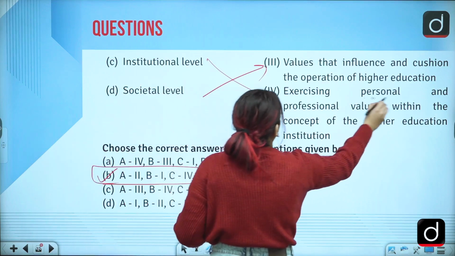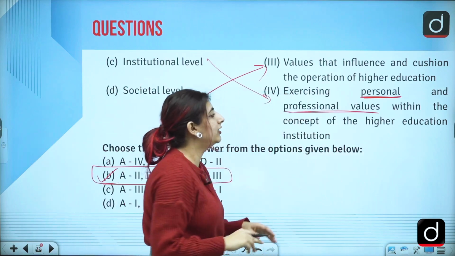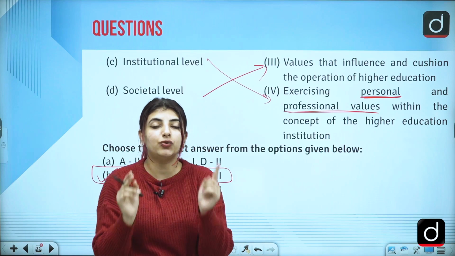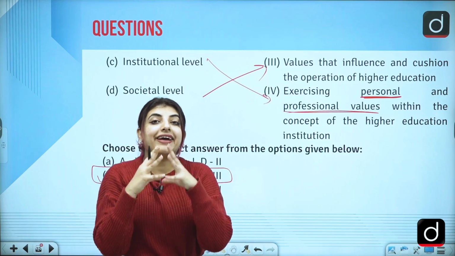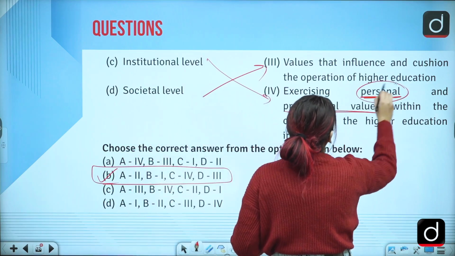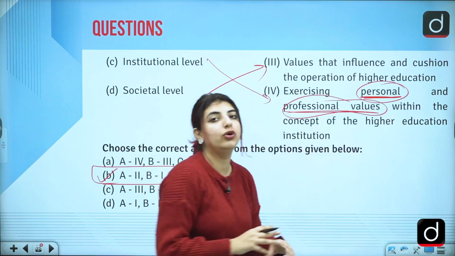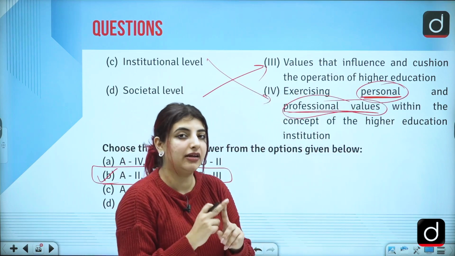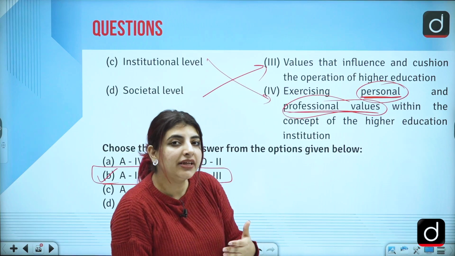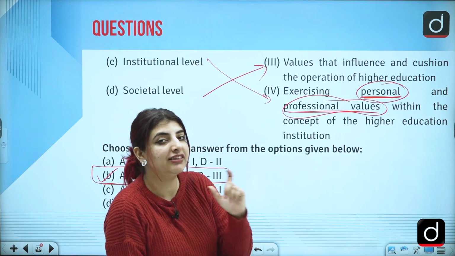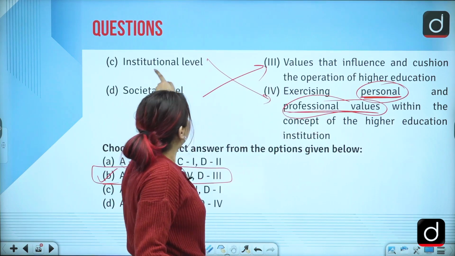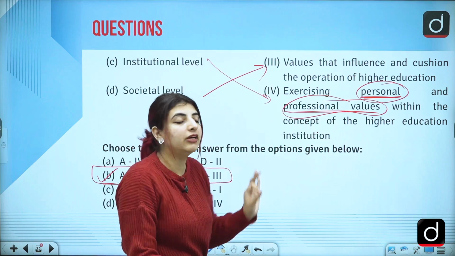Institutional level, exercising personal and professional values within the concept of higher education institution, and yes, no bias should be there again, right? Hence it should be institutional power which is conducted. Academic freedom on the institutional level is exercising personal and professional values. The values that you hold close to, which are collaboratively used by the institutional head, which are professional as well as personal. Correct? So those are the ones which are related to the institutional level of academic freedom.